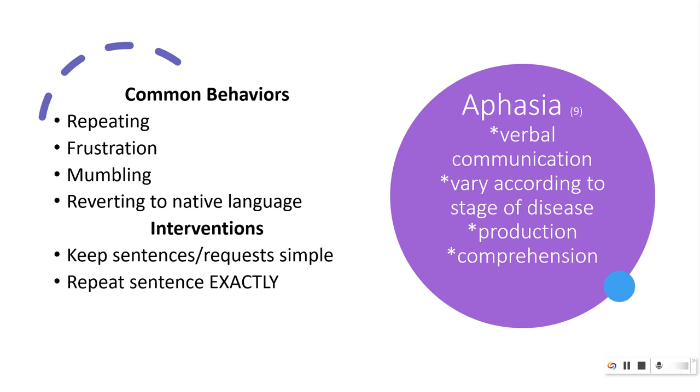So when we're talking about how to anticipate needs, we want to look at those 5 basic needs. Are they hungry? Are they thirsty? Do they have pain? Are they tired? Do they have to go to the bathroom?